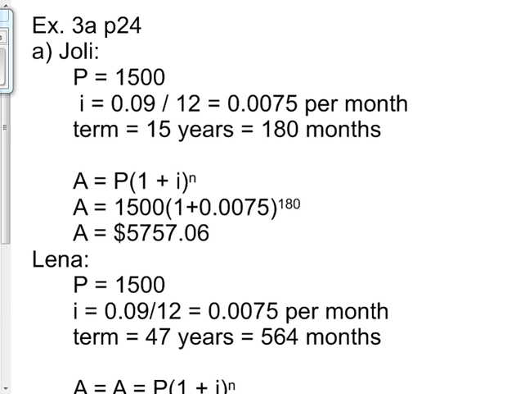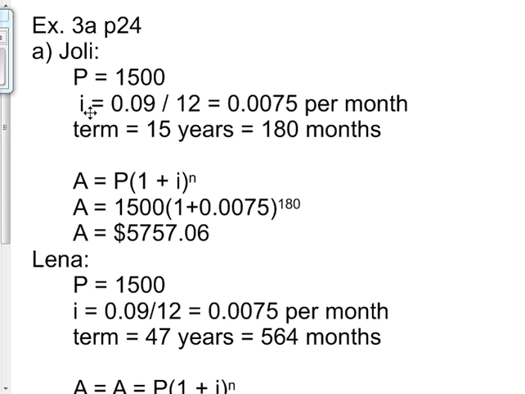So take a look at example 3A on page 24. Both Jolie, age 50, and her daughter Lena, age 18, plan to invest $1,500 in an account with an annual interest rate of 9% compounded monthly. If both women hold their investments until age 65, what will be the difference in the future values of their investments? So Jolie invested a principal of $1,500.